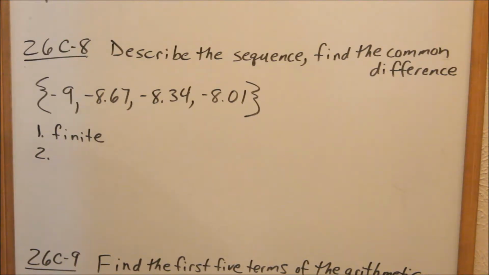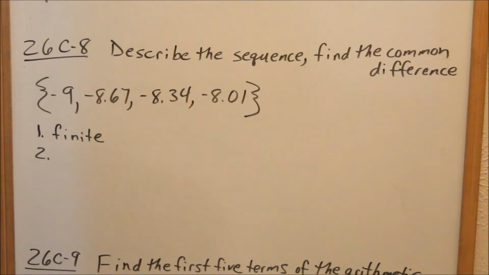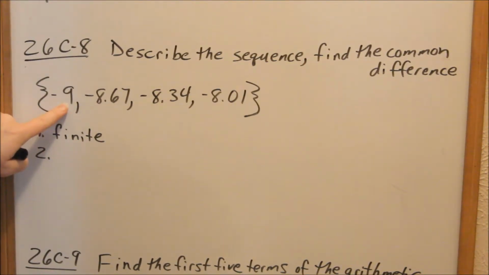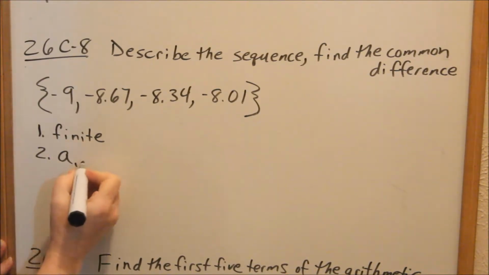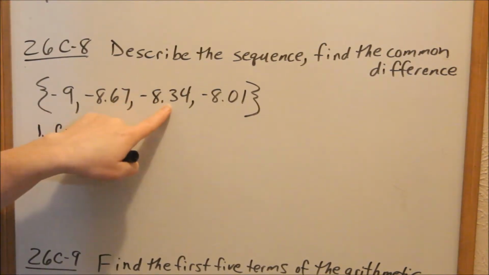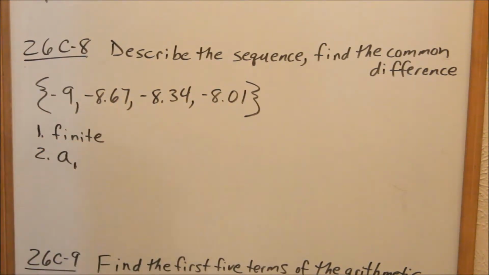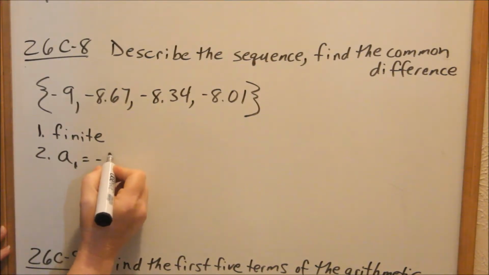Number 2, the next thing you're usually going to write about the sequence is the first term. To describe a sequence, say what the first term is. In this case, my first term is -9. The way we call the first term is A sub 1. This would be A sub 1, A sub 2, A sub 3, A sub 4. We just use A to say which term it is. So A sub 1 is -9.